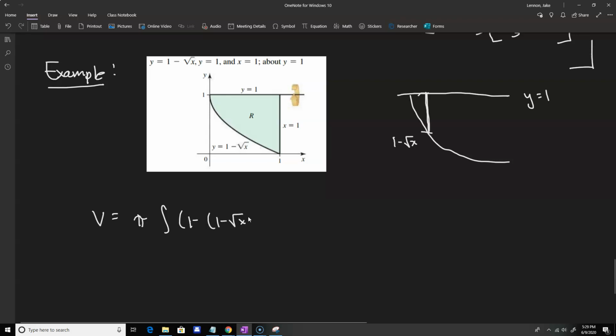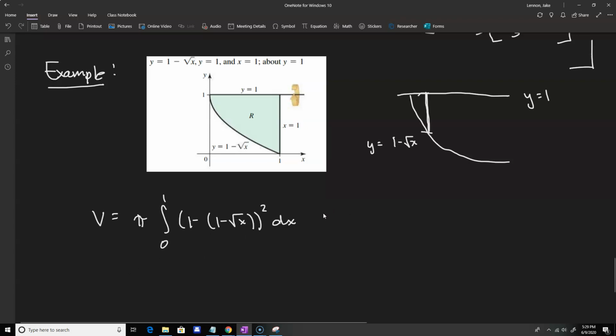So the volume here should just be pi times the integral of 1 minus the square root of x, squared, dx, and we are going from x values 0 to 1. So that's exactly what we have here. We have the 1 on top, the y equals 1, minus the formula for y on the bottom, 1 minus the square root of x.